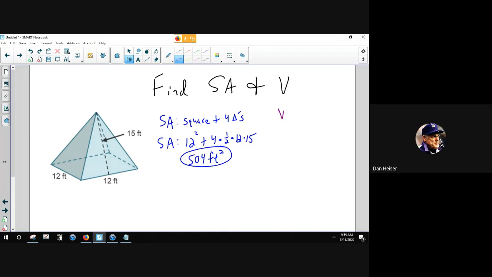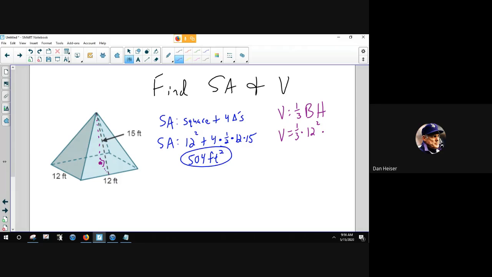Volume. We know it's 1/3 the area. Whoa, that's wrong. 1/3 times our base shape area, which is still our square. But now we need the vertical height. There's our vertical height, from the vertex straight down to the center of this square. We don't know what that is, so we need to find it.